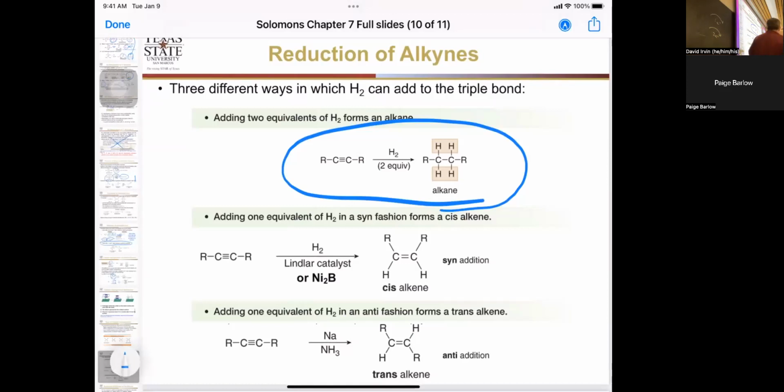So if we take that and we poison our catalyst, and we call that a Lindlar's catalyst, and I'll talk about that in the next slide, or we can use this nickel borate, which is also a less active catalyst, we can stop at the alkene. But what kind of addition are we going to get? Is our alkene going to be a specific isomer? It's going to be the cis isomer because we're adding both hydrogens on the same side of the alkyne.